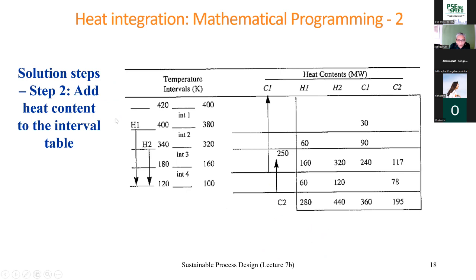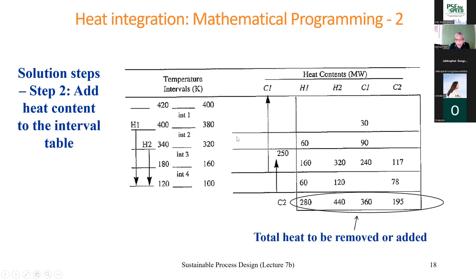So the next step is from this interval table, convert it into this form. So now what we see is that with respect to H1, the total energy that needs to be removed is 280, and this is distributed 60 to interval 2, 160 to interval 3, and 60 to interval 4. So the total energy that H1 needs to remove is distributed to these 3. Similarly, H2 energy is distributed to intervals 3 and 4, and similarly C1 and C2.